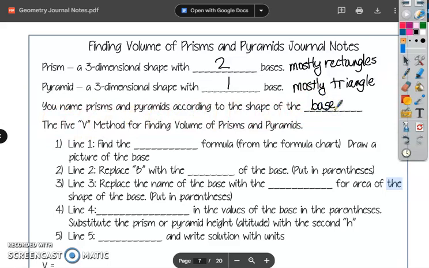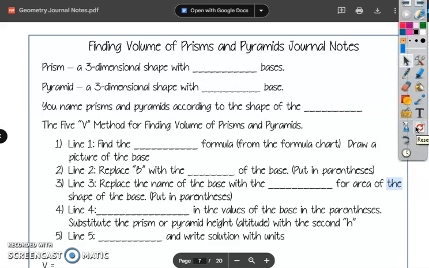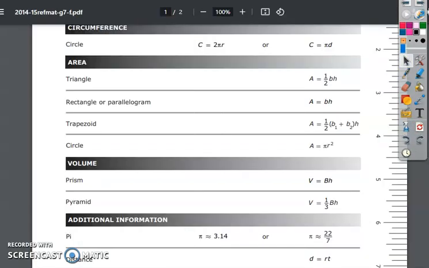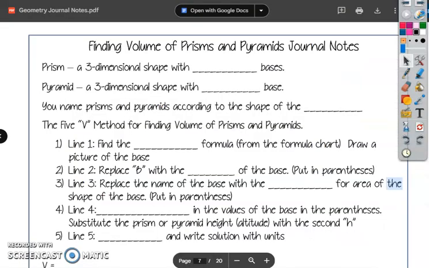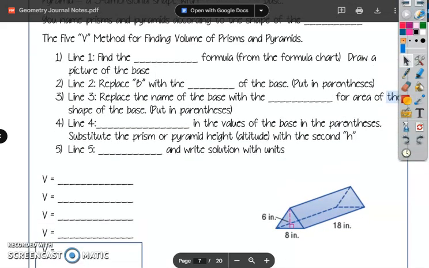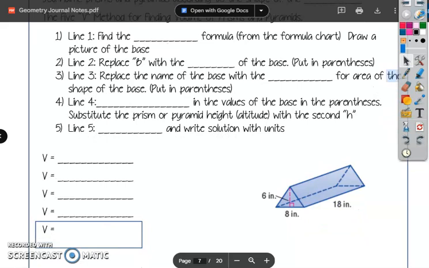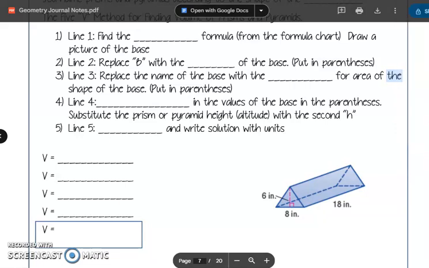Okay, I'm going to read through this really quickly. But while I do that, I want you to pause this video and take out your formula chart. Find your formula chart. Okay, I'm going to scroll. You're writing this down, and in a minute I'm going to go through each line by line, okay?